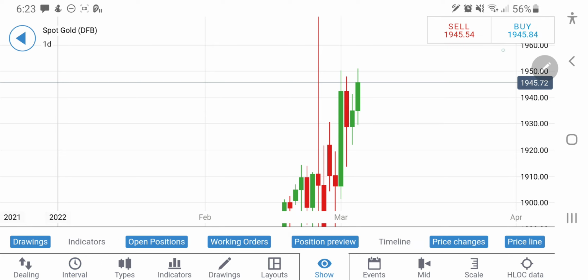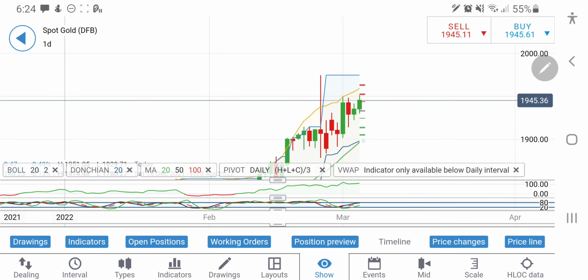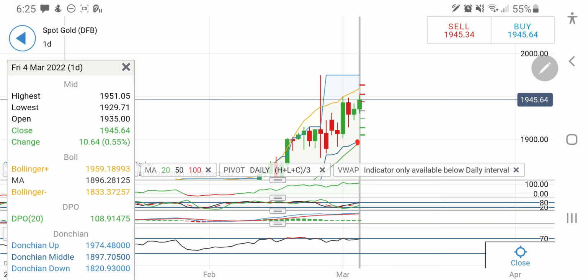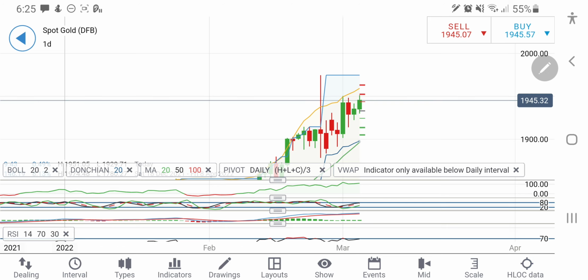Now let's have a look at the indicators here. Looking at the indicators on the daily charts, gold has got a strong support here at 1900 levels, and as long as it remains above 1900, we may probably see it rising.